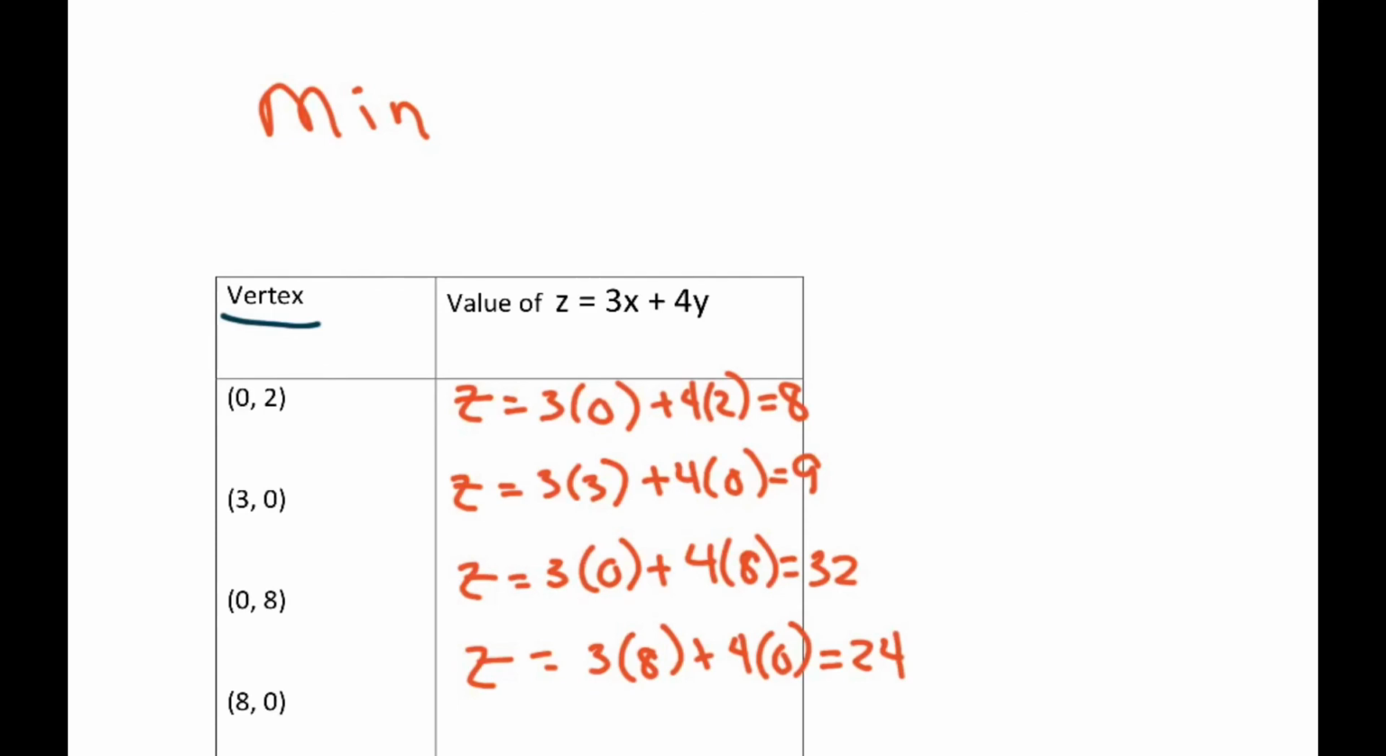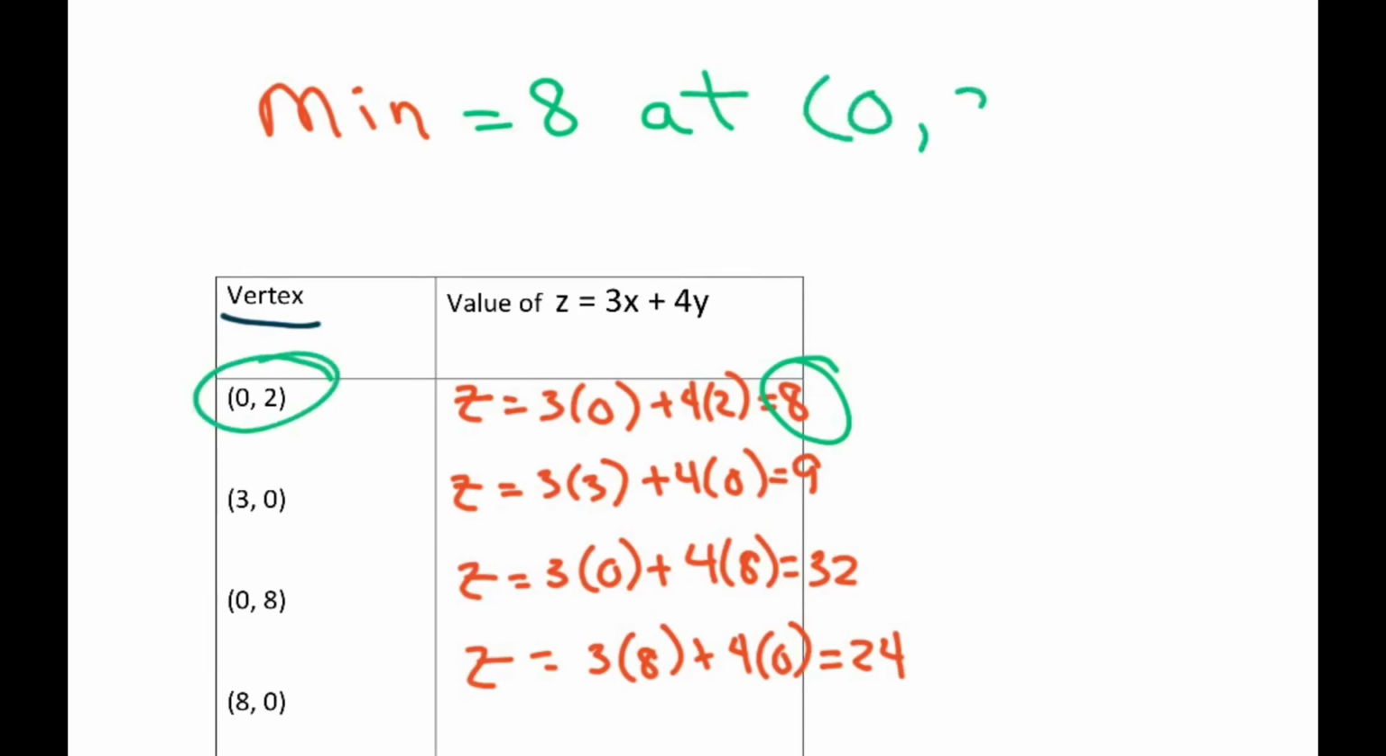So we want our minimum. Our minimum occurs at 8, z equals 8, at (0, 2). And that's all.